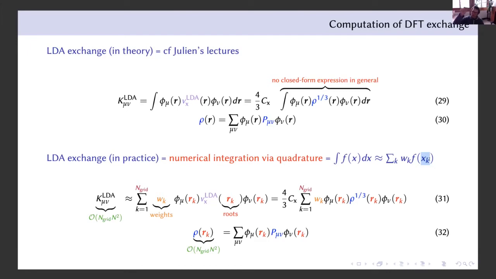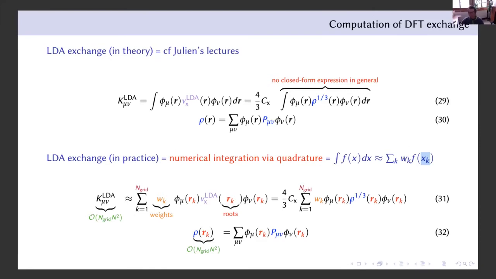So the roots are going to be the points of the grid, so the Cartesian coordinates of the points of the grid, and the W's are going to be the weights, a single value for each point that gives you the weight that you should give to that point to approximate the integral nicely, okay? So that's basically what it is.